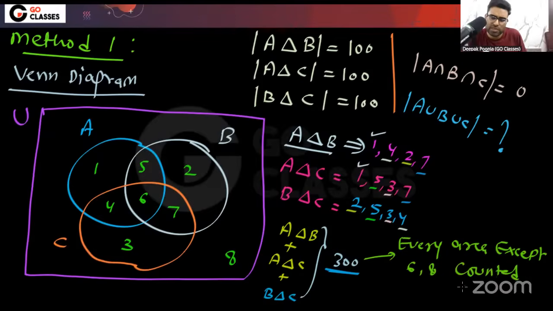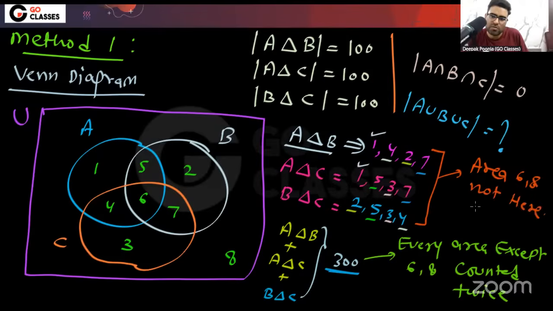Counted twice. Okay, and remember 6 comma 8 we did not count. Yes or no? Area 6 comma 8 not here. Is this clear? So I hope you understood. And the remaining areas I counted two times.